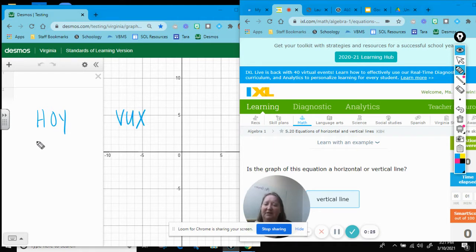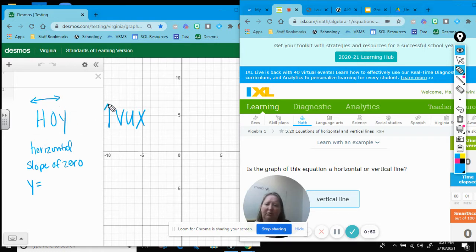HOY stands for horizontal, slope of zero, like O. I don't know, that's supposed to be the connection there. And then y is equal to. So this is what the equation would look like: y is equal to some number. And horizontal, of course, is a line that looks like this.